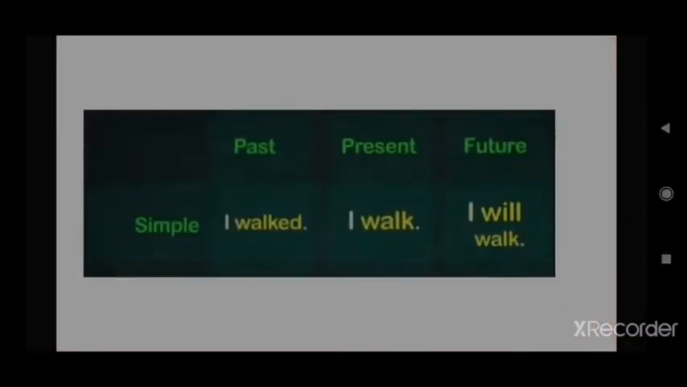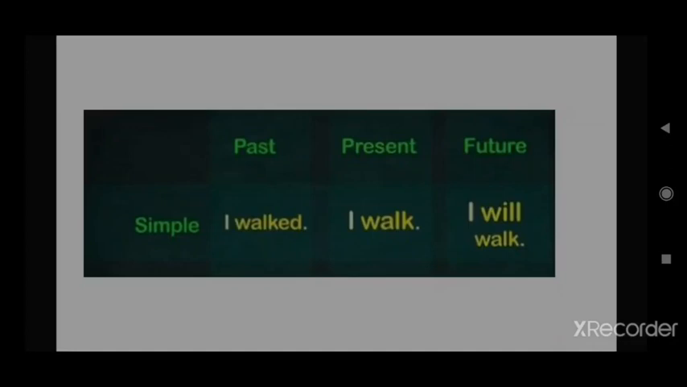Students, look at the image. Read the sentence. I walked, I walk, I will walk. Once again I read. I walked, I walk, I will walk. In these sentences, what are the verbs? Yes, walked, walk, will walk. As I told already, a verb is used to express when an action is taking place.